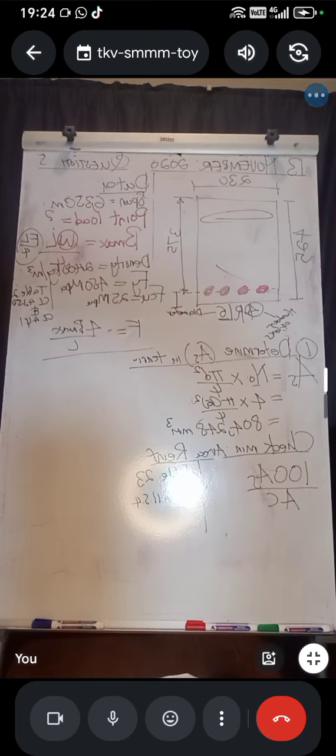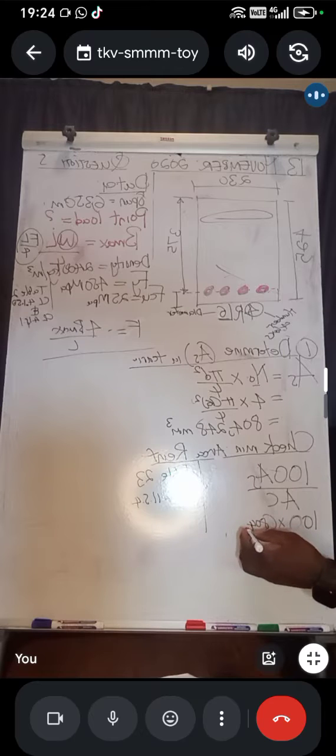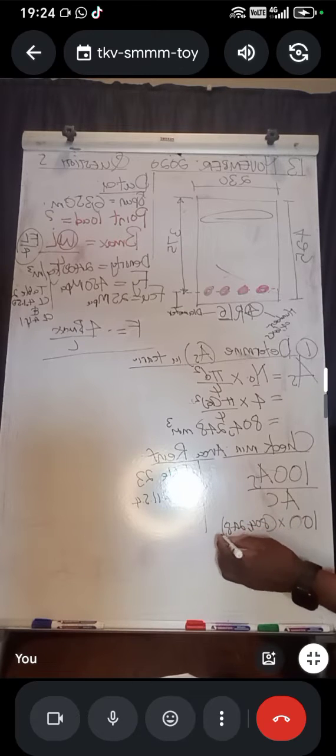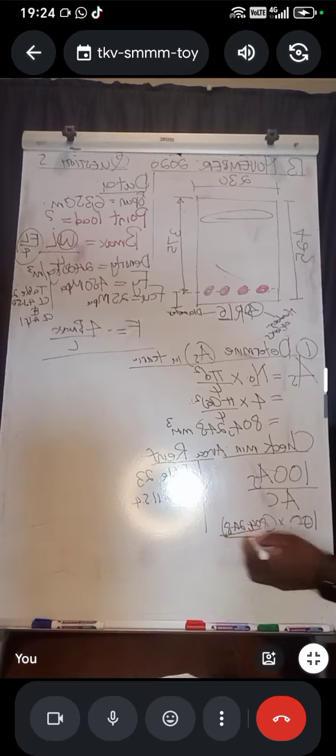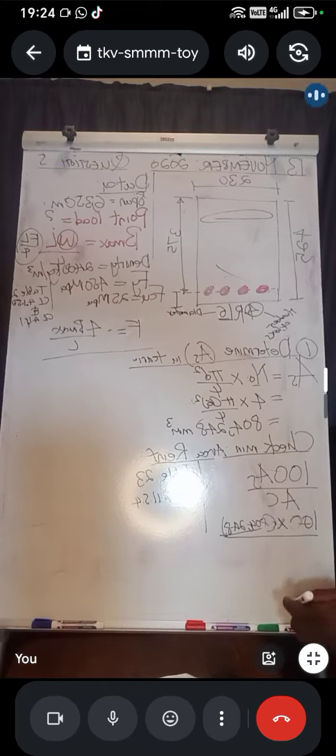Now, if we substitute that, I'm going to have 100 AS. What is AS? We calculated it. We got 804.248 divided by the area of the concrete. You take the overall depth multiplied by the width. The overall depth is 425, by 230. What is the answer?